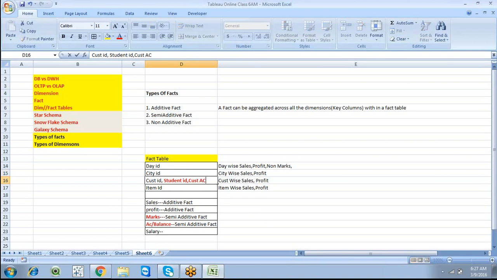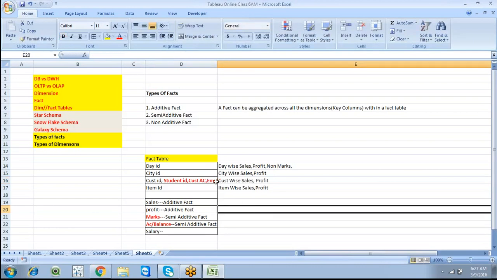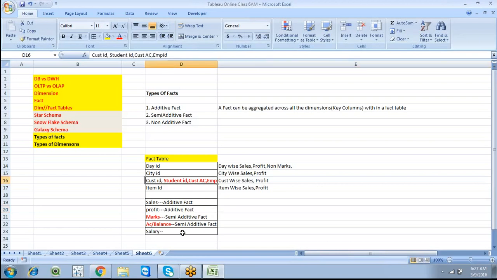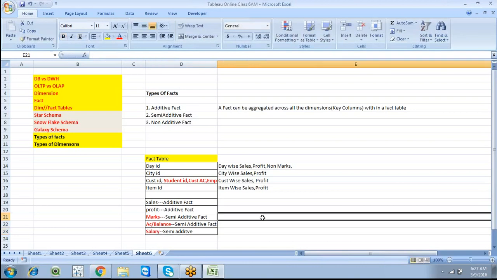And we can go for a customer ID or a student ID or an employee ID. So we can go for employee wise salary. So it is also a semi additive fact. So examples for a semi additive fact are account balance or salary or marks, or you can go for any example, we can differentiate with the dimensions.